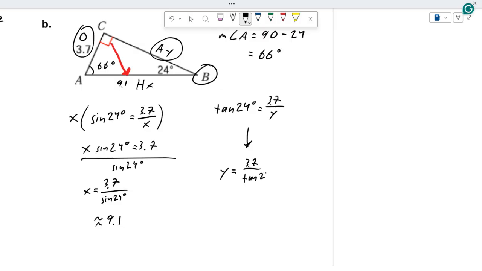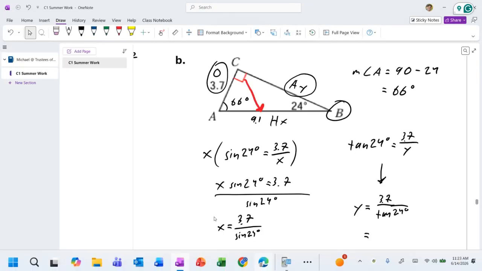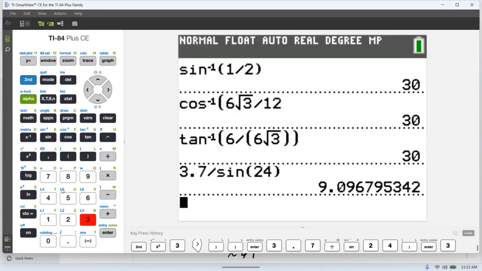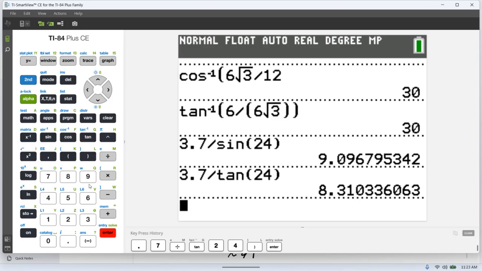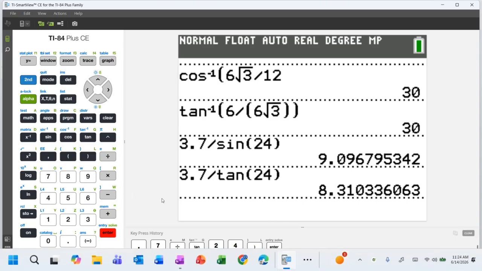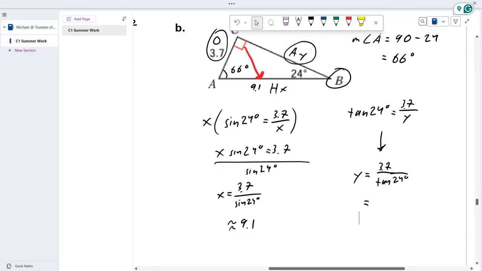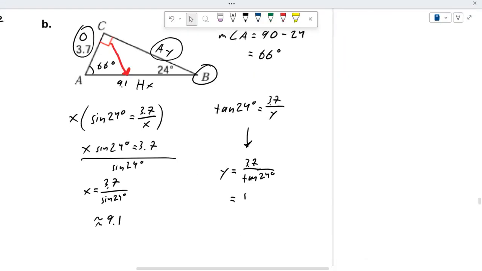So 3.7 divided by tangent of 24. And you end up getting, rounded to the nearest tenth, 8.3. So go ahead and indicate that. So this is approximately 8.3.